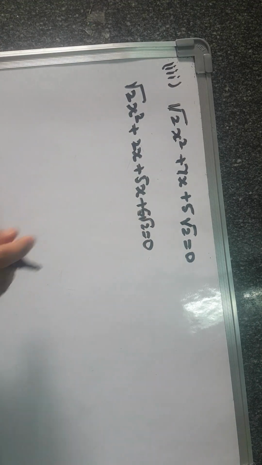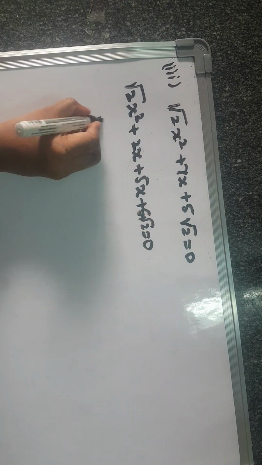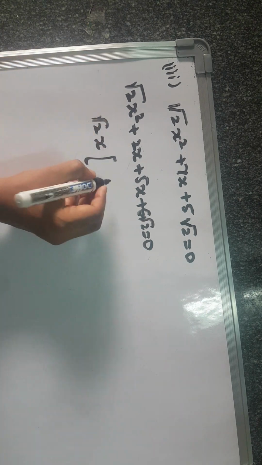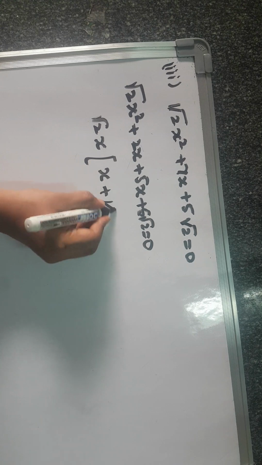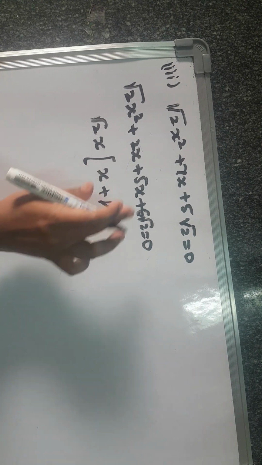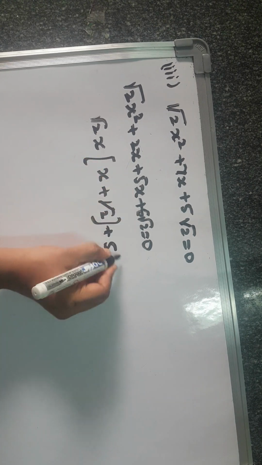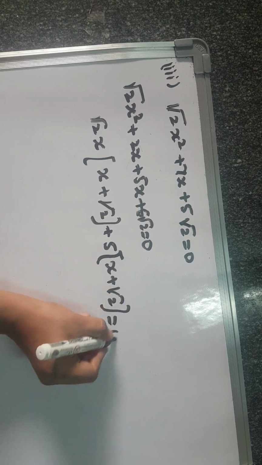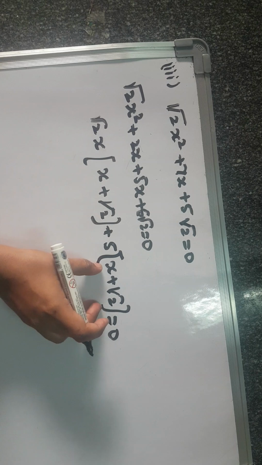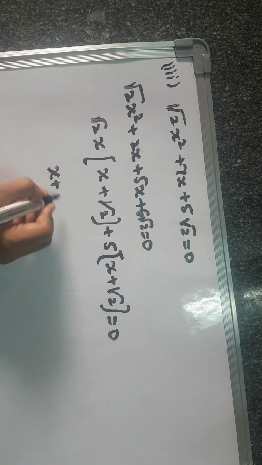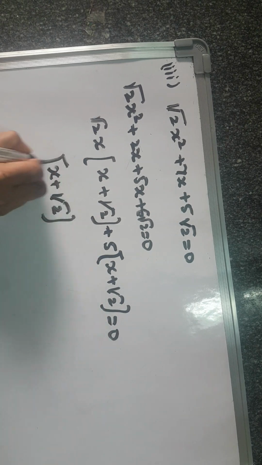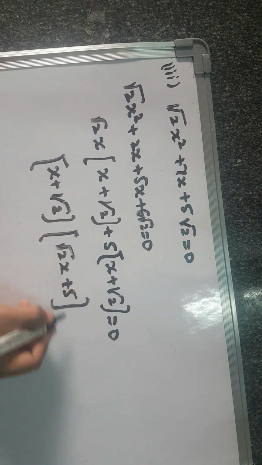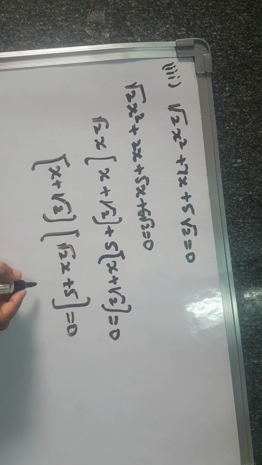I am taking root 2x common within these 2 terms. This value becomes x plus root 2. In these 2 terms I am taking 5 common. This value also becomes x plus root 2. I am equating this value to 0. In these 2 terms I am taking x plus root 2 common, so x plus root 2 into root 2x plus 5.